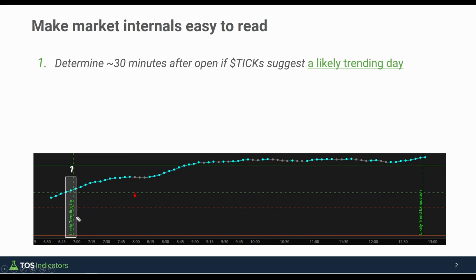So in this example here, we can see we have our notification telling us that, hey, based off of the ticks, we're likely to trend up today. So that's benefit number one. It does heavy lifting to help you predict what lies ahead for the day.